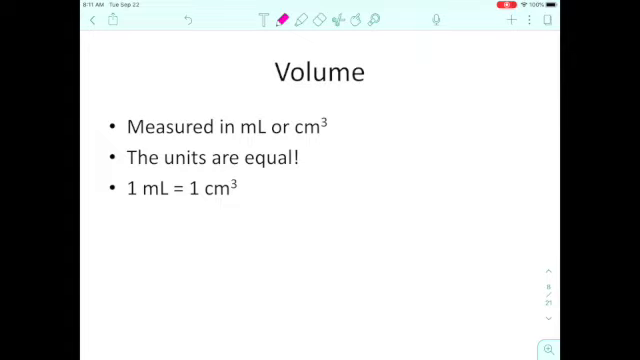All right. I didn't have a slide about mass because mass is pretty easy to find. You just put the substance on the balance or on the scale and it tells you the mass. But volume, we have to find. We can't just put it on the scale and get the volume. For volume, units are either milliliters or centimeters cubed. I'm just going to put over here on the side that for mass, the units are grams, or g.